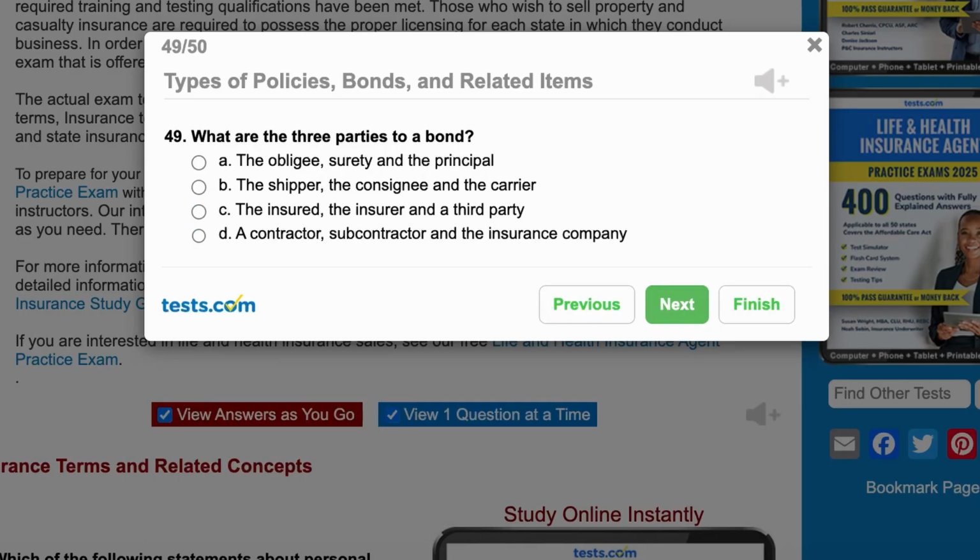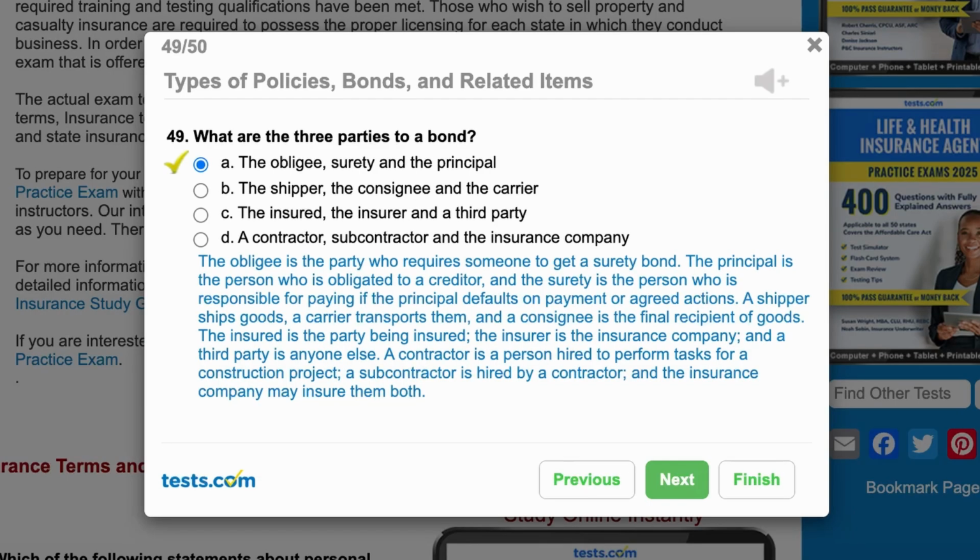Question 49. What are the three parties to a bond? A. The obligee, surety, and the principal. B. The shipper, the consignee, and the carrier. C. The insured, the insurer, and a third party. D. A contractor, subcontractor, and the insurance company. A. The obligee, surety, and the principal.